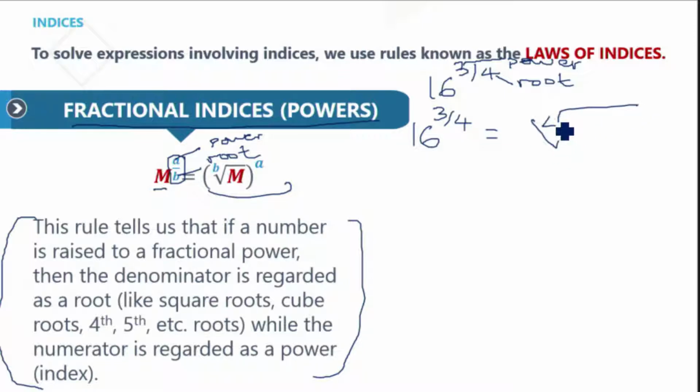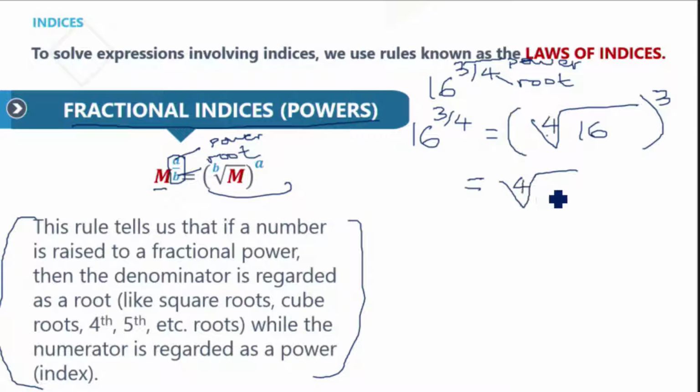The fourth root of the number 16, all raised to the power 3, with the numerator as the power. So in this, we are going to look for one particular number that we multiply 4 times to give us 16. And what is that number? Can you guess? Okay, the number is 2.